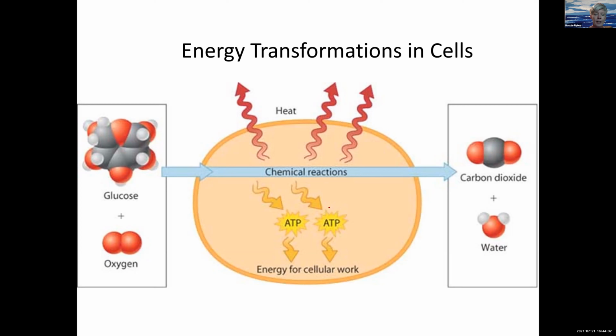So when we have a chemical reaction, if we break a chemical bond, then the energy that was stored in it has to go somewhere. It may be released as heat, right? That's a form of energy that's just going to warm up the environment around it. Or it can be transformed into potential energy stored in a different chemical bond.